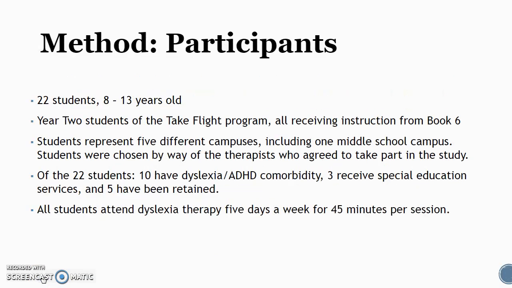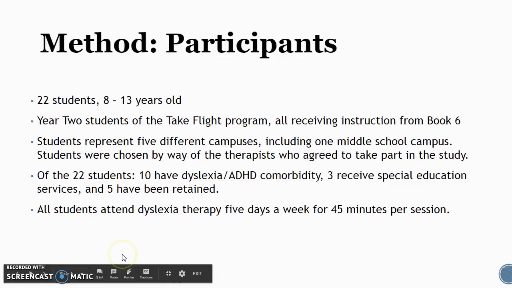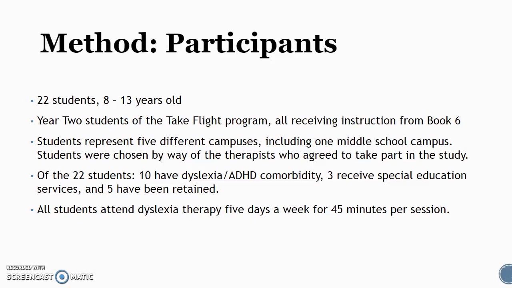So the participants in my study, I had 22 students that participated. They ranged in age from 8 to 13 years old, which is 3rd grade up to 7th grade. They were all year 2 students in the Take Flight program, and they're all receiving instruction from Book 6. The students represent 5 different campuses, including a middle school campus. And these students were chosen by the therapist who agreed to take part in the study after they reviewed all the qualifications and requirements of the study.